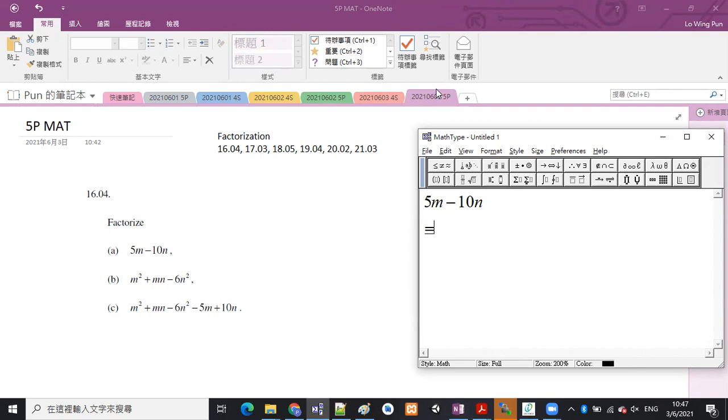And in this case, the common factor is 5. Okay, so take out the common factor 5 and write down the remaining factor. So what is the remaining factor? M. And then minus 2n. Yes, okay. Anything else we can do in this part? Nothing. So that is the answer of part A. Come on.